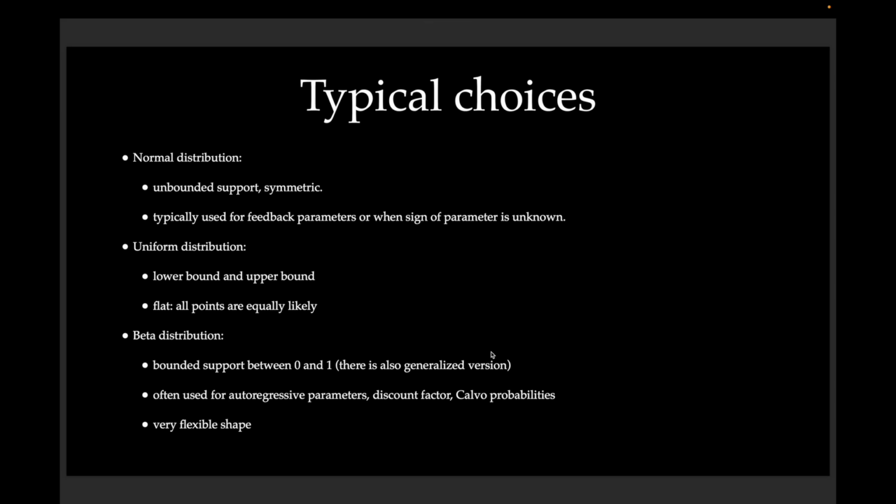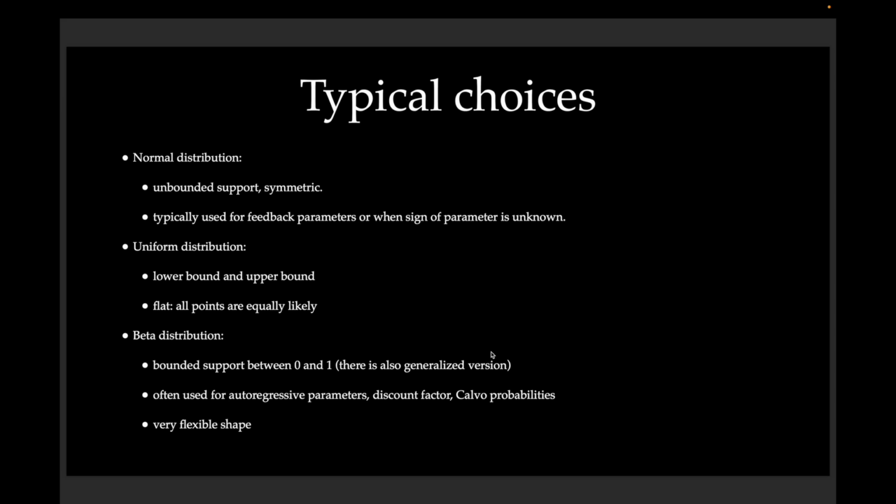Well, typical choices that are easily accessible also in the estimated params block of Dynare are, for instance, the normal distribution. This is a distribution with an unbounded support. It is symmetric. And this is typically used for feedback parameters or when you do not know the sign of a parameter. Then there is the uniform distribution, where you need to specify, say, a lower and upper bound, and all the points in between these bounds are equally likely. That's a so-called flat prior, very often used for parameters that are distributed between, say, 0 and 1.